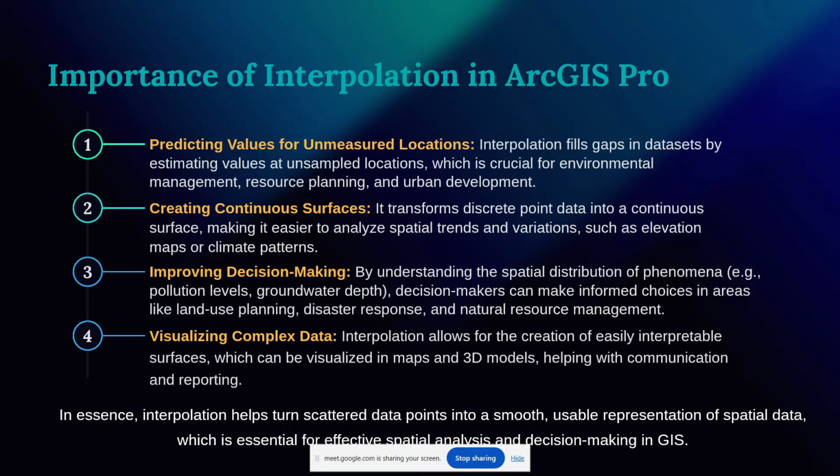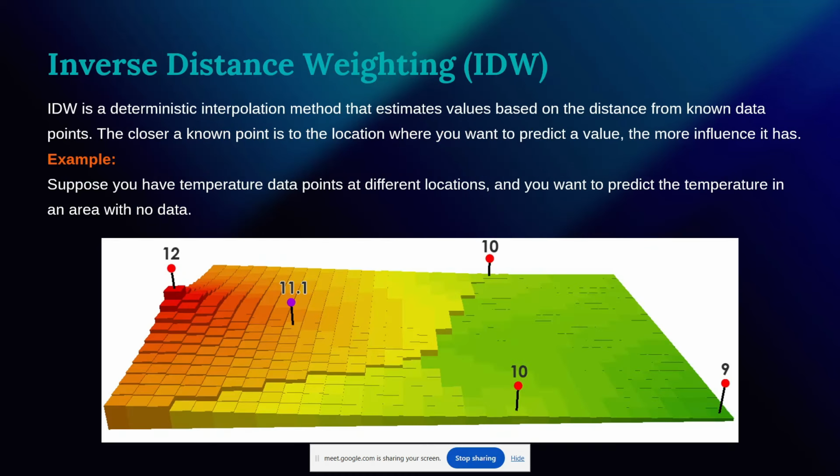Next we will go into IDW, one of the methods of interpolation, that is inverse distance weighting. It is an interpolation method that estimates values based on distance from known data points. The closer a known point is to the location where you want to predict a value, the more influence it has. So in IDW, we use known data points and predict the values of unknown areas. For example, if you have temperature data points at different locations and you want to predict the temperature in an area with no data, we can use this IDW method to predict that.